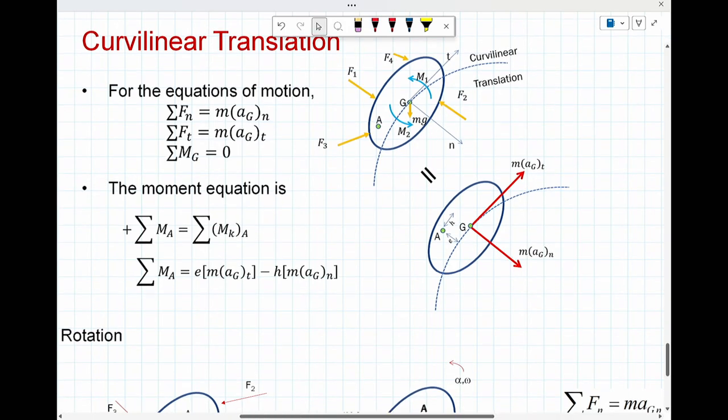Curvilinear translation, same thing as before. We have sum of forces in n, sum of forces tangential, sum of moments about g. And if we look at some arbitrary point again, off center A, we will have a moment. And that moment will be a combination of both the tangential and the normal components of the resultant forces. So you can see lots of complicated motion that you're going to deal with, even with translation. And particularly to be very careful when you shift away from that center of mass.